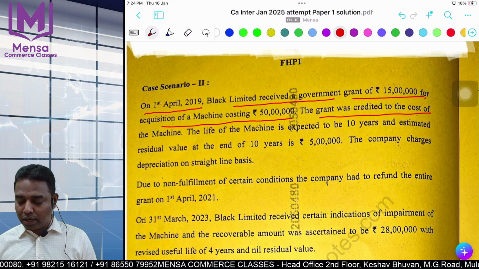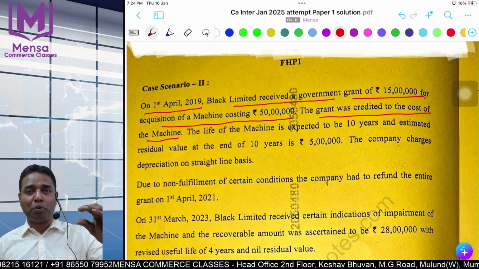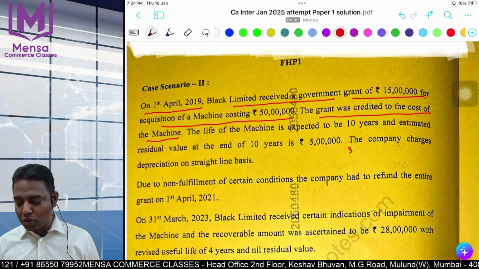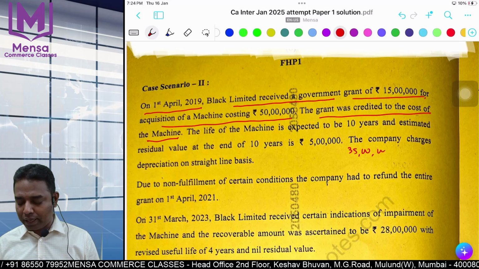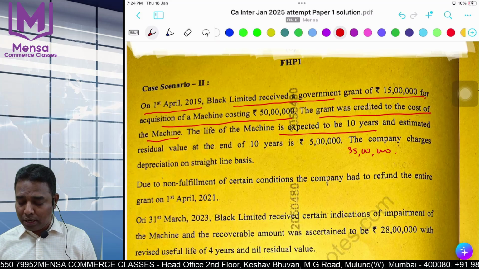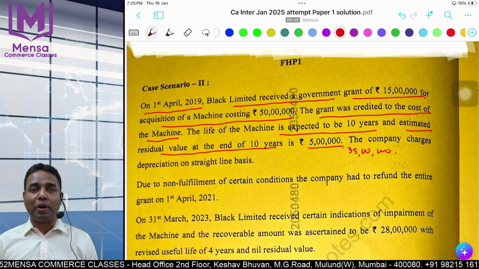This grant is credited to the cost of the machine. So obviously 50 lakh is the cost of the machine, 15 lakh rupees grant, so net is 35 lakhs. So what is the net cost of the machine now? 35 lakhs. The life of the machine is expected to be 10 years and the estimated residual value at the end of 10 years is 5 lakhs.